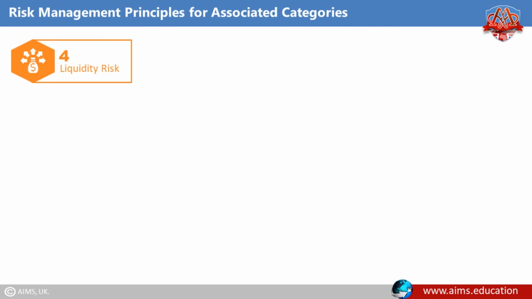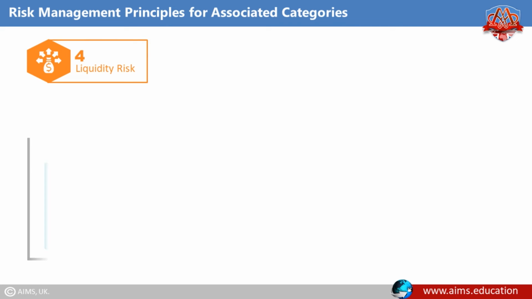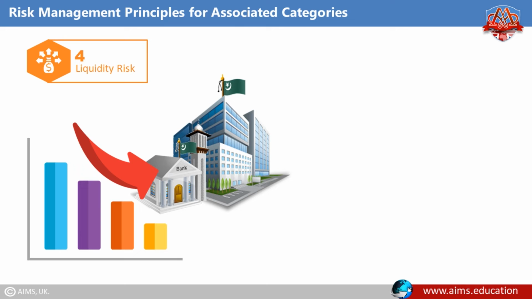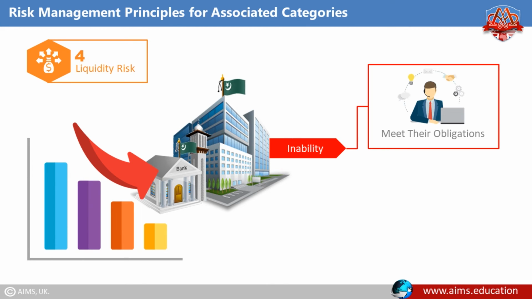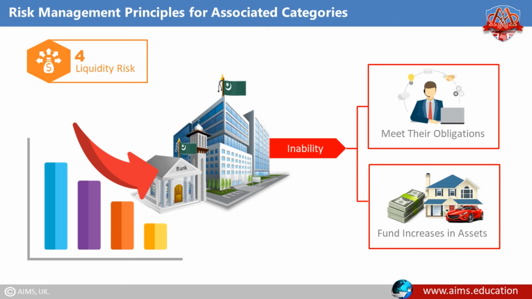Fourth category, liquidity risk. It is the potential loss to Islamic financial institutions arising from their inability either to meet their obligations or to fund increases in assets.